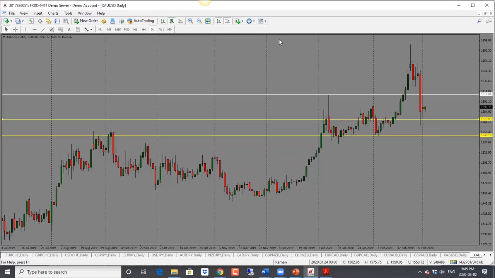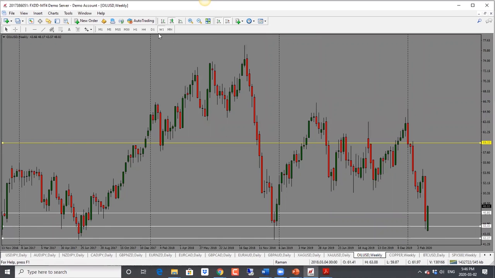So neutral bias here. What I'm looking for with gold here would be a retest of 1612, and if it holds below, then we could see a drop here. So for now, bias is neutral here for gold. And then we have oil here.